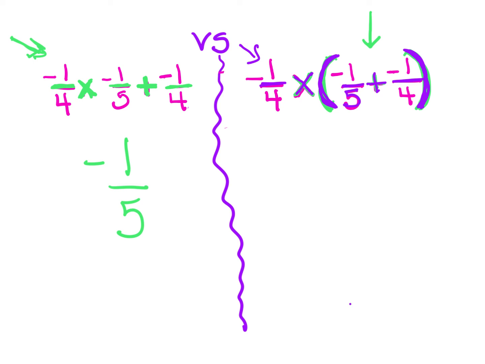This time your answer's something a little different. This time you should have gotten 9/80, or 9/80ths. Clearly a difference when you use the parentheses, and you have to follow the order of operation rules. This concludes the video on using parentheses and using your calculator.